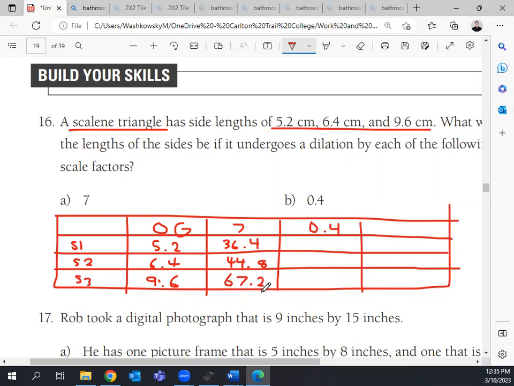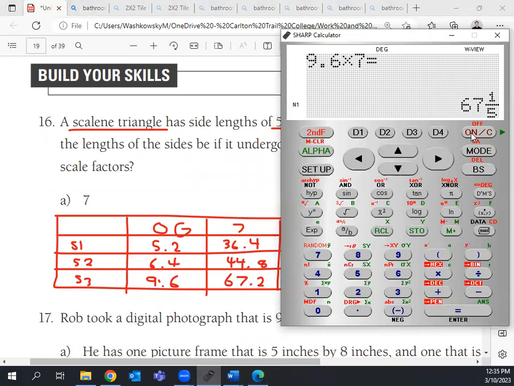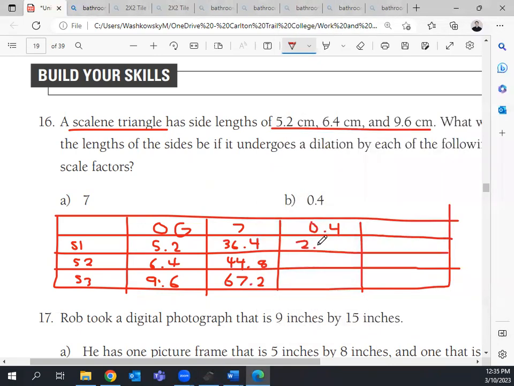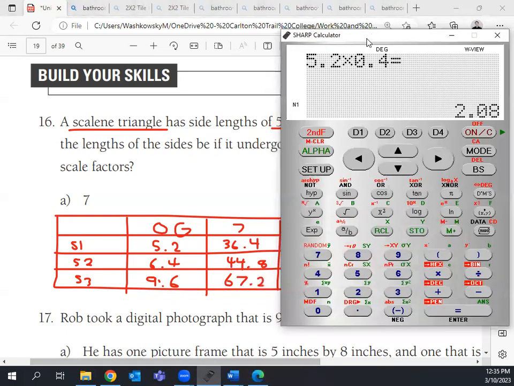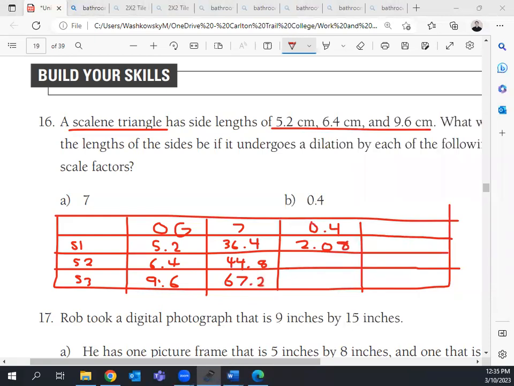But when you have a scale factor of 0.4, it's going to get smaller. So now I take my original numbers, 5.2, times 0.4. I get 2.08. I'm just going to move my calculator to my screen so it's not blocking yours. Same thing: I take my 6.4 times 0.4 as well, 2.08, yes.